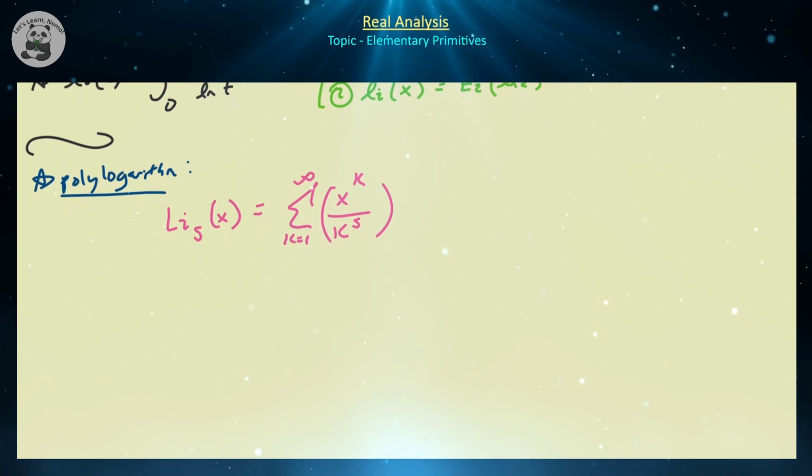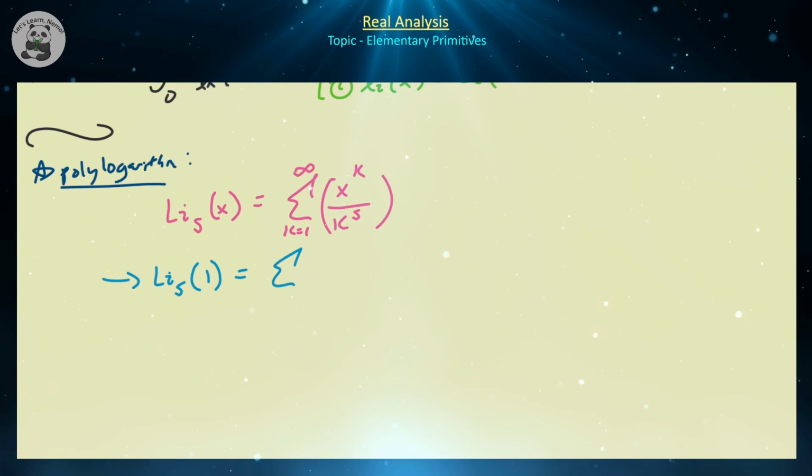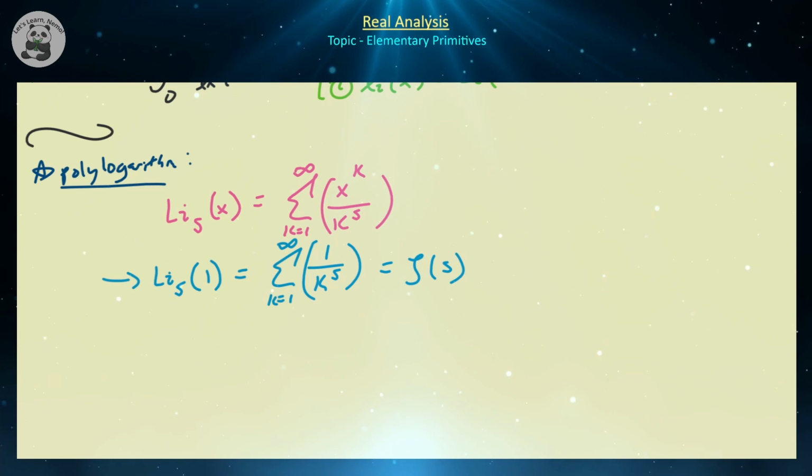Now, a very important question you might be asking is, is this an elementary function? It's defined as an infinite series, so that's definitely a potential red flag, but maybe sometimes it is and sometimes it's not. But if you look at a couple special values, we'll actually see a couple other functions that we've discussed previously. In particular, Li subscript s of 1 is just going to be equal to the sum from k equals 1 to infinity of 1 to the power of k over k to the power of s, which is 1 over k to the power of s. And we know that that's the Riemann zeta function evaluated at s.